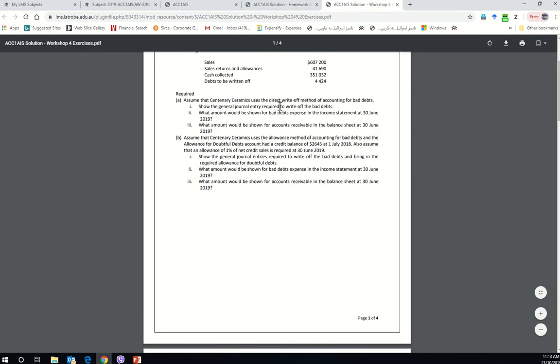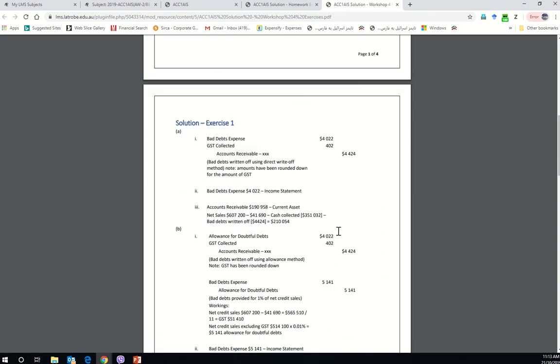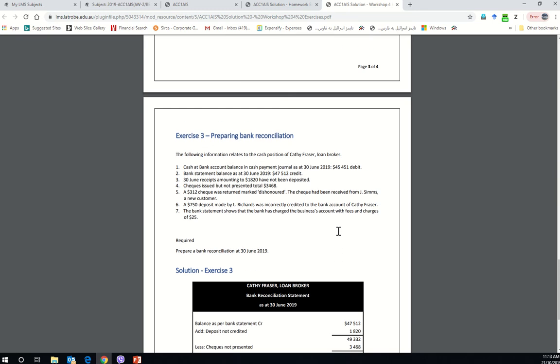And one more issue, GST. We reviewed GST in the assignments in week 4. For the purpose of accounting for current assets, if you get a question about estimating bad and doubtful debt, GST will not be included, because GST makes it a little bit difficult, so I decided not to have GST included in the estimation of bad and doubtful debt. For the preparation of the bank reconciliation, again, there is no GST, and make sure you fully understand the preparation of the bank reconciliation.